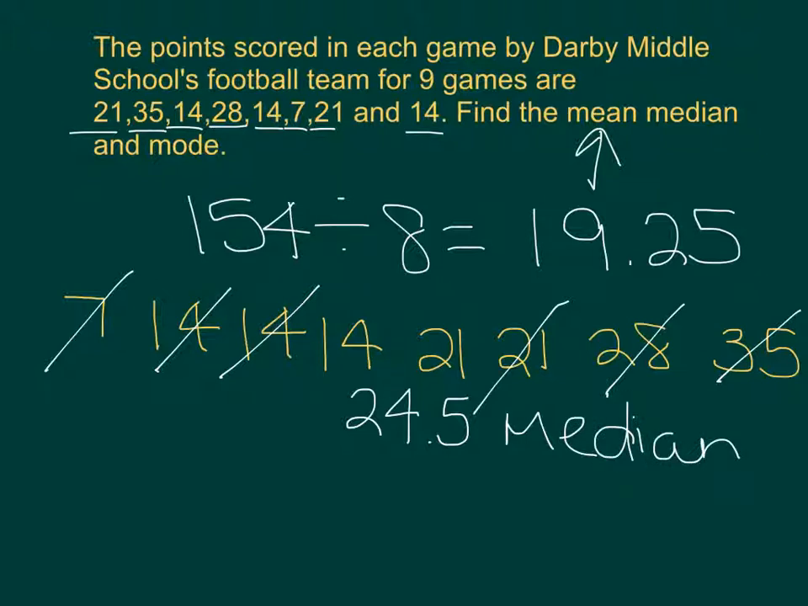And then for the last one, you get the mode, and you want that to be the numbers that are repeated most often, so the numbers that you see over and over again. And in this case, that would be 14, because we have 3 14s and 2 21s, so the 14 would be the mode.